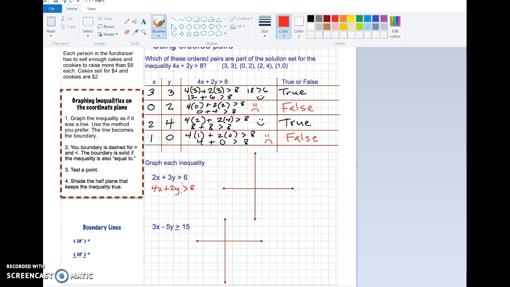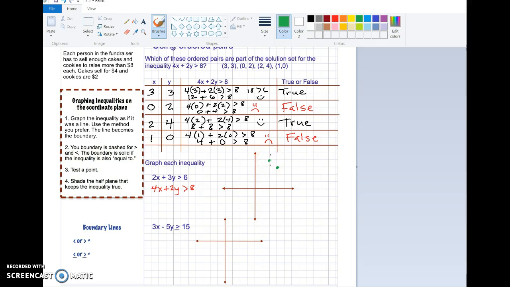Now, I want to figure out where all these points fit. So I'm going to start by graphing some of these points. We said 3, 3 was a true statement, so I'm going to make that one green. 1, 2, 3, 1, 2, 3. Right there, 3, 3: 3 cookies, 3 cakes. That's definitely on the true side. And so is 2, 4. So I'm going to do 2 and 1, 2, 3, 4. So that's going to go right there.